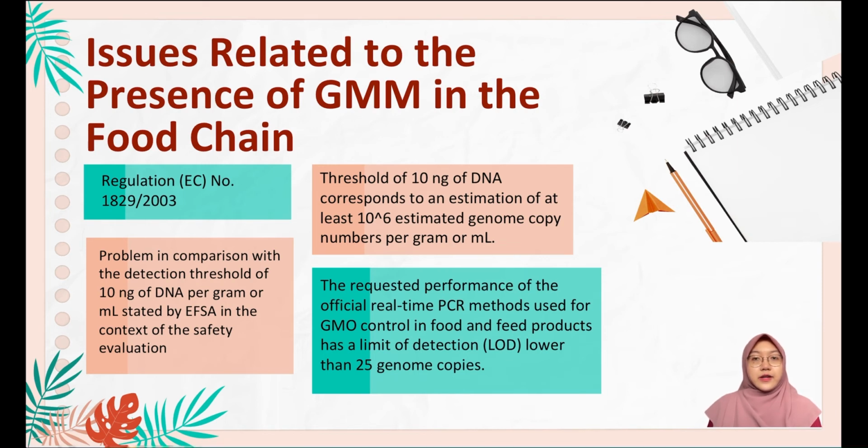As 10 nanogram of DNA corresponds to an estimation of at least 10⁻⁶ estimated genome copy numbers per gram. However, the requested performance of the official real-time PCR method used for GMO control in food and feed products has a limit of detection which is lower than 25 genome copies.